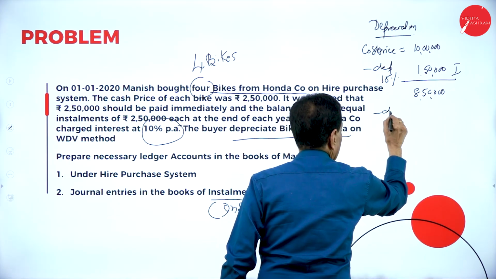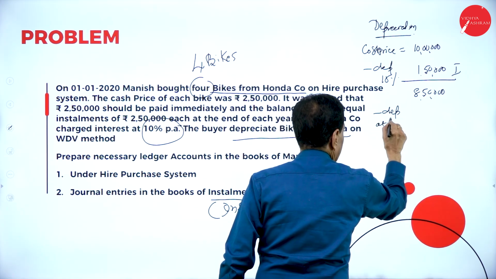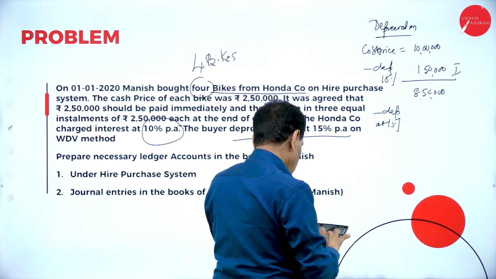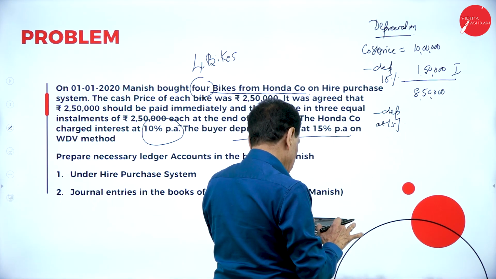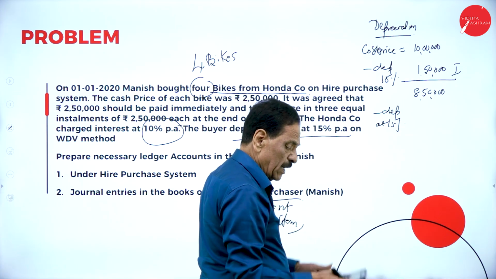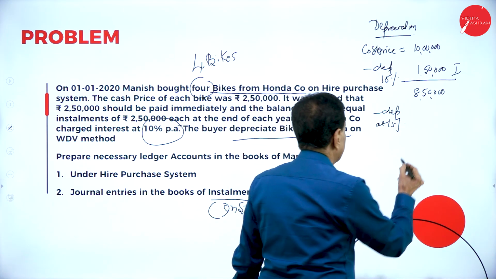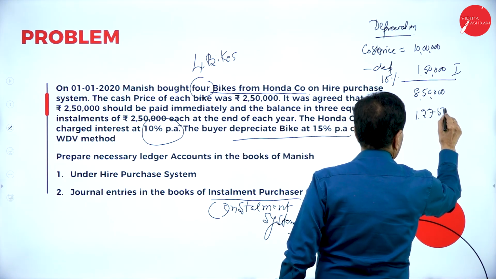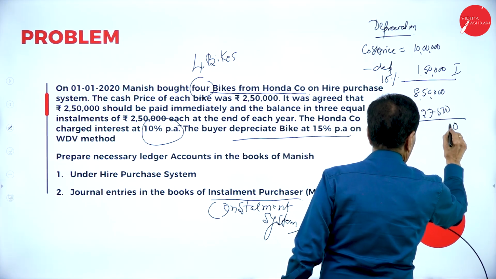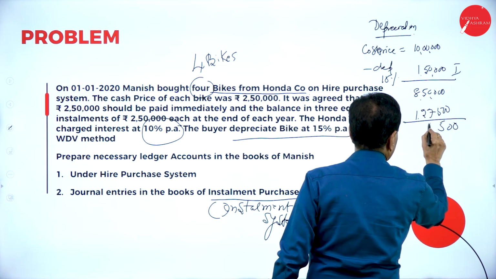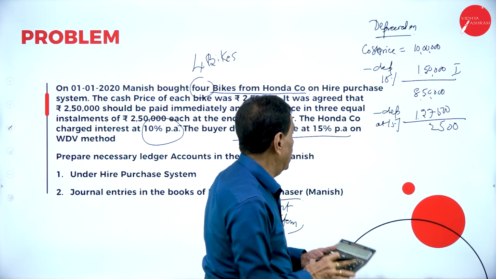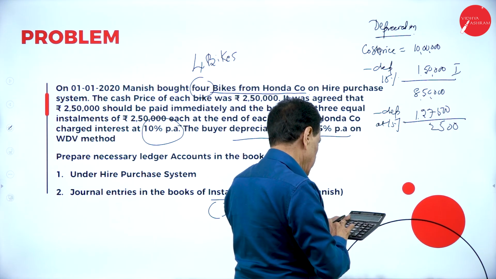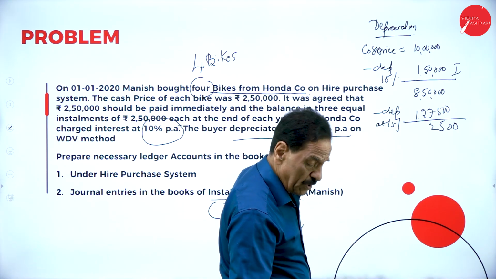Minus depreciation at 15%: 8,50,000 into 15 divided by 100, that is 1,27,500. So 8,50,000 minus 1,27,500 is 7,22,500.